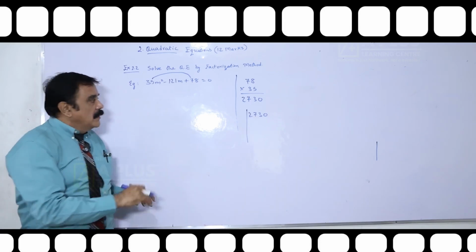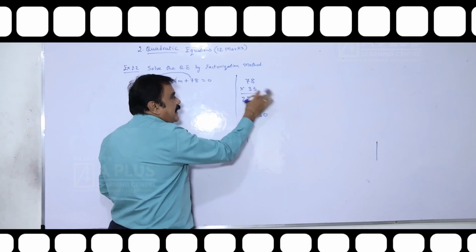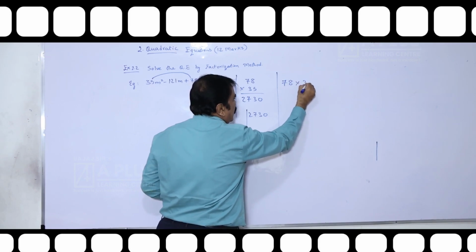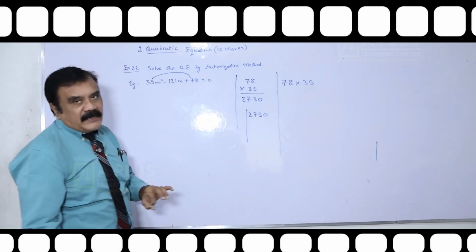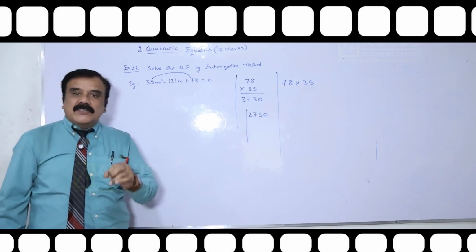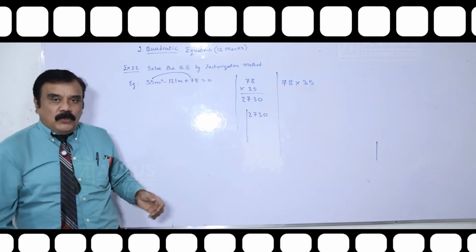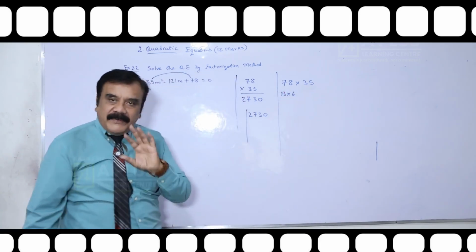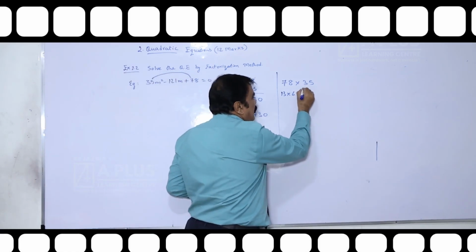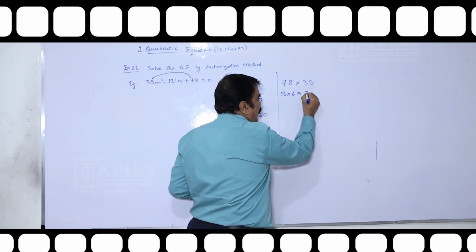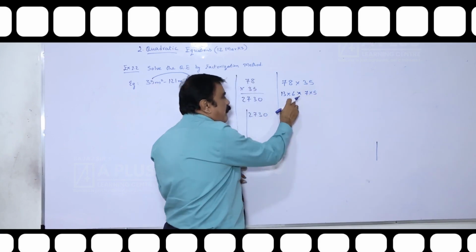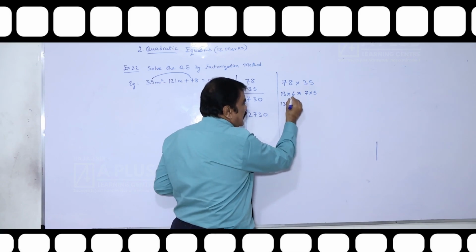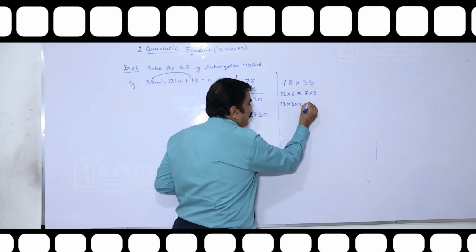It's very simple. See here, children, you don't have to multiply 78 into 35. You just write 78 into 35 this way. Now, you find the factors of 78. 78 is nothing but 13 sixes. And the factors of 35 are 7 into 5. Now, can I simplify this 6? Yes. What will I get? 13 into 3 into 2 into 7 into 5.